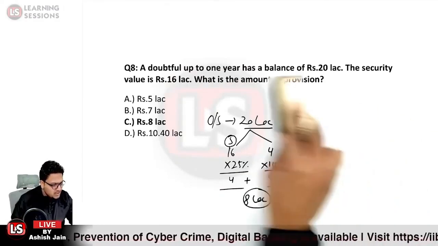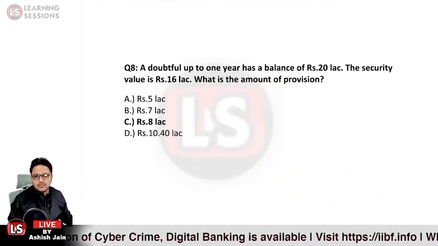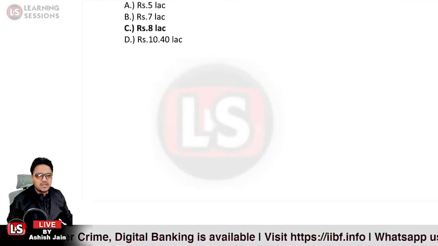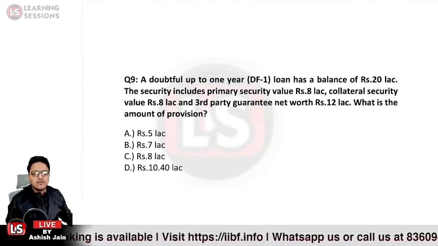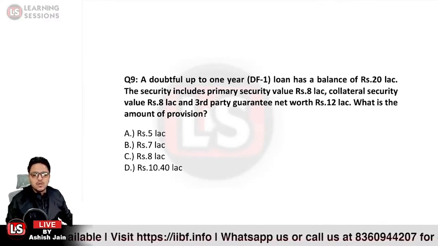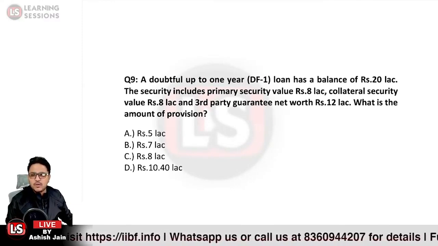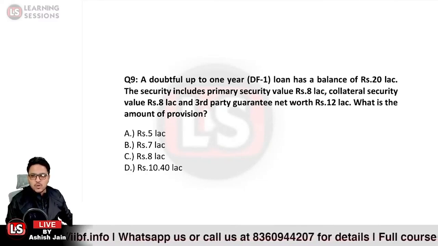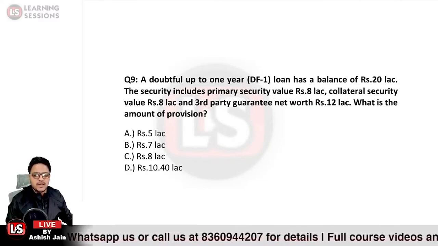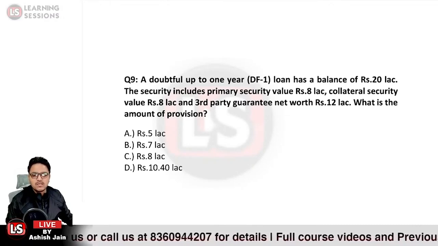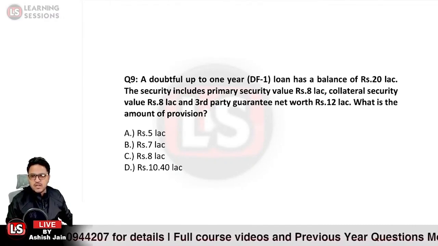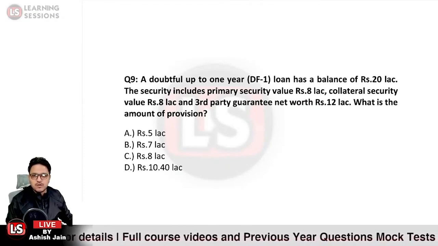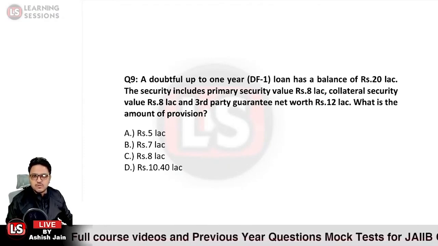Okay, now let's move to the ninth question, which says a doubtful up to 1 year loan has a balance of 20 lakh rupees. The security includes primary security valued at 8 lakh, collateral security valued at 8 lakh, and a third party guarantee with net worth of 12 lakh rupees. What is the amount of provision in this case? So we need to calculate the amount of provision to be created.